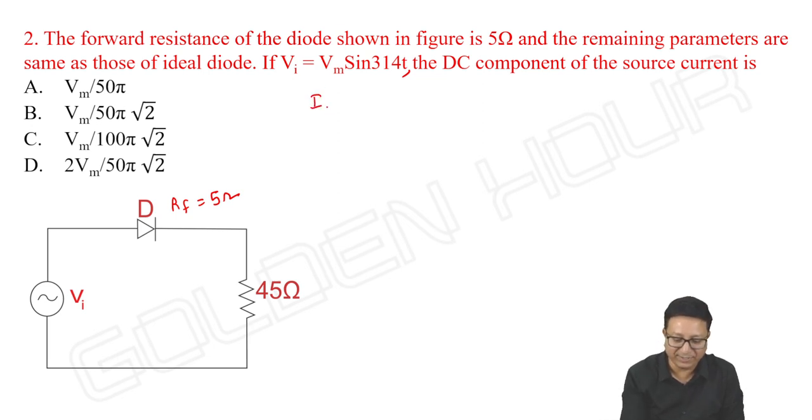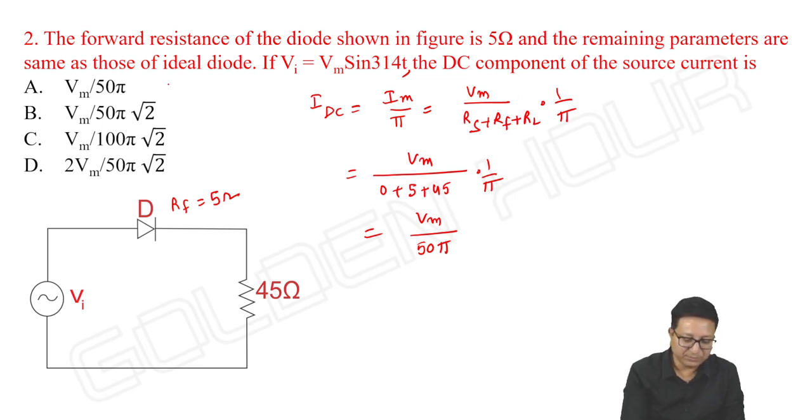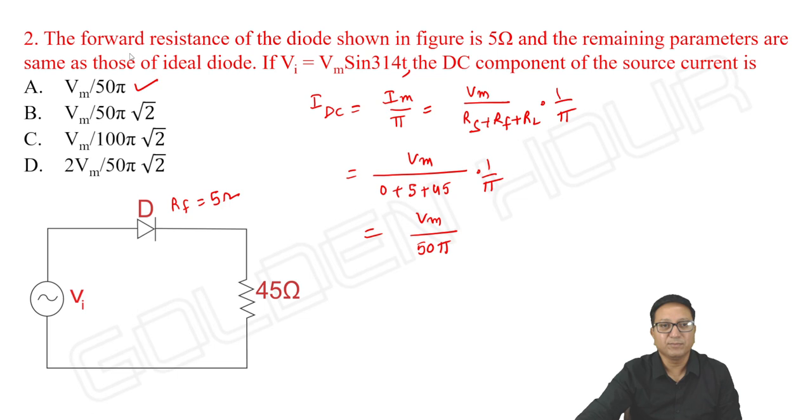So what is IDC? IDC is equal to Im by pi, where Im is equal to Vm by Rs plus Rf plus Rl multiplied with 1 by pi, in which anyway Vm value is not given, we can take it as it is. Rs is 0 and Rf is 5 ohms and Rl is equal to 45 ohms. So the final answer is Vm by 50 pi. So option A is correct. So very simple question.